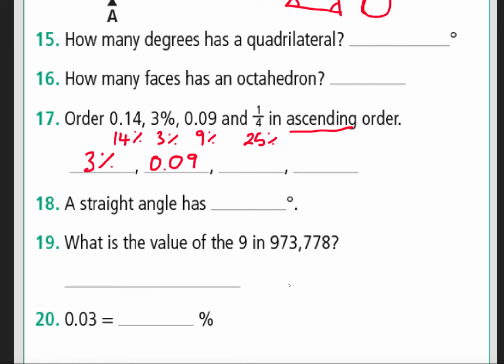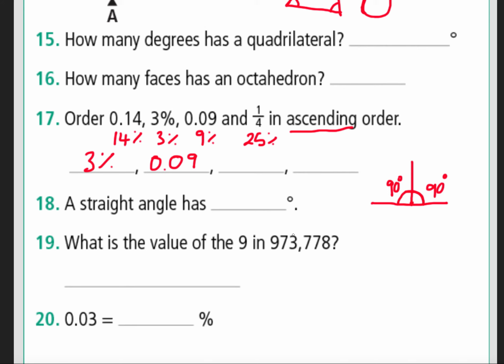Number 18, a straight angle. Now remember, we draw a straight line and we pick a spot and we ask, what is this angle here? One way to remember that is if we did a line straight up here, this is 90 degrees and this is 90 degrees, and two of those together make a straight angle. So what happens when you add 90 and 90?